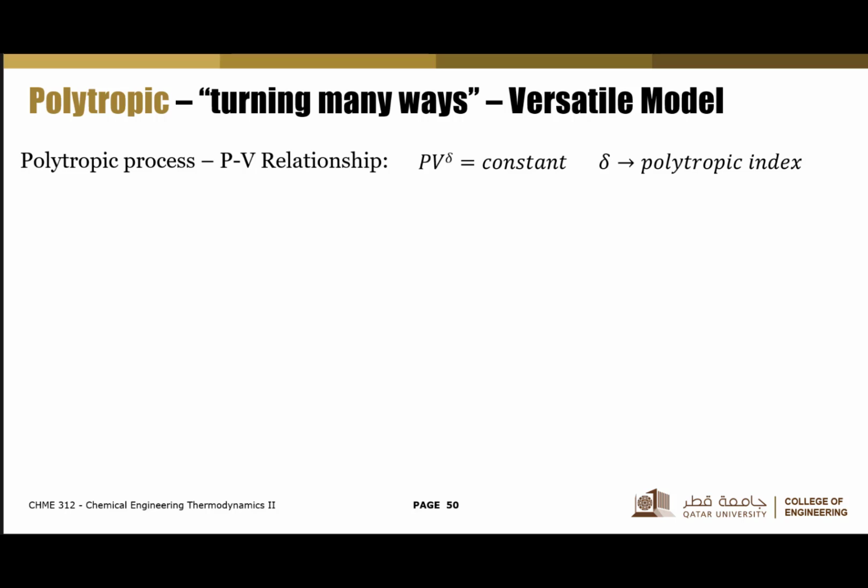Okay, so polytropic means turning many ways. It could be constant volume, it could be constant temperature. So depending on the process that you have, the polytropic equation will represent the relationship during that process. All right. So PV to the power of delta equals a constant. So this is the polytropic.